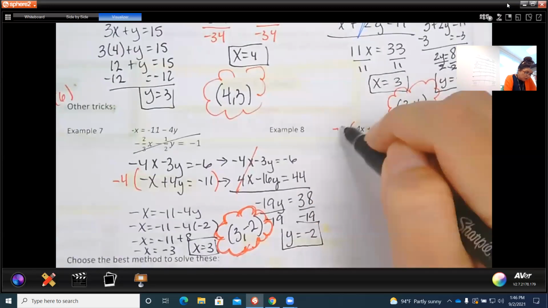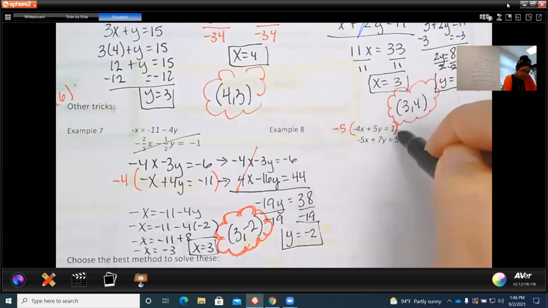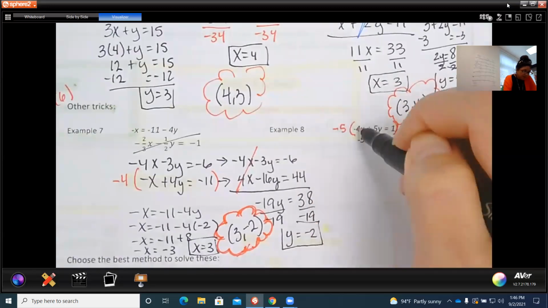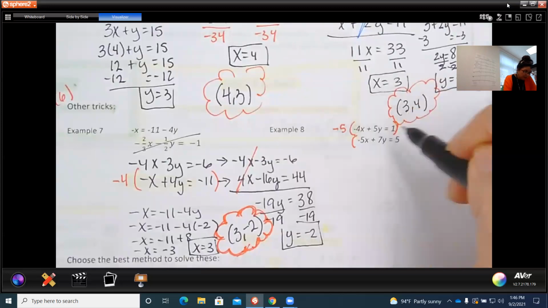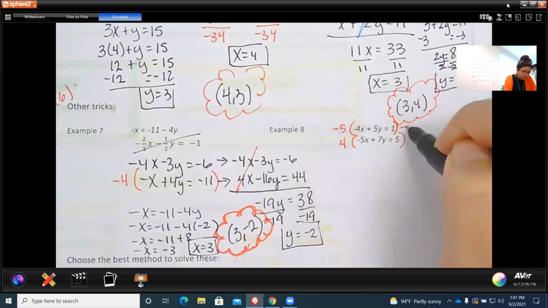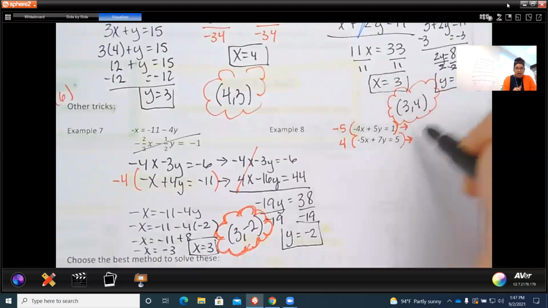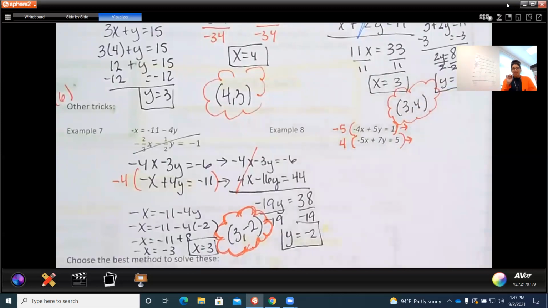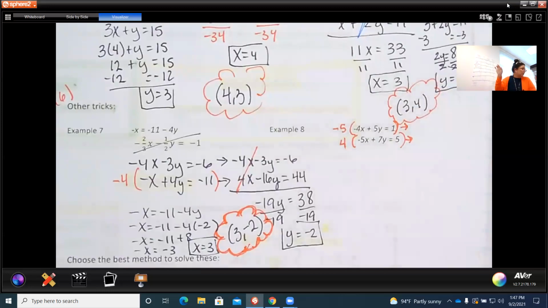-5. And that's the whole entire equation, right? So that's going to be positive 20x. So what will I need to multiply the bottom by? 4. Y'all cool with that? And make sure, the biggest mistake kids make is they don't multiply every single term in the equation. They just do what's on the left and they don't do what's on the right.